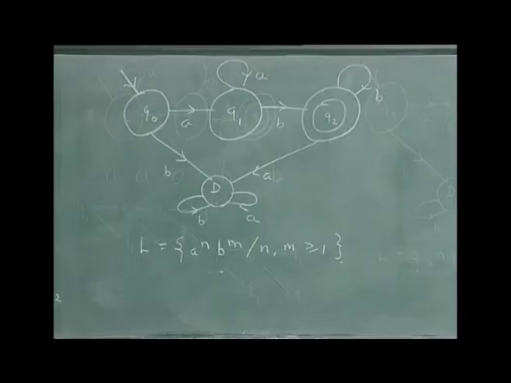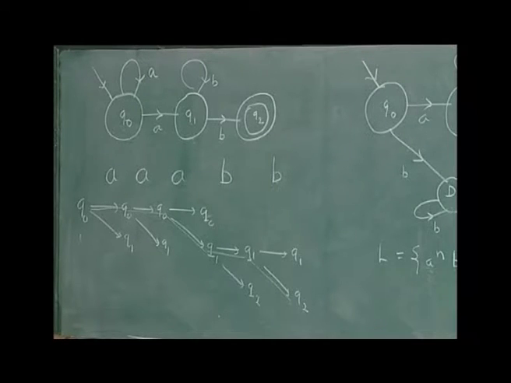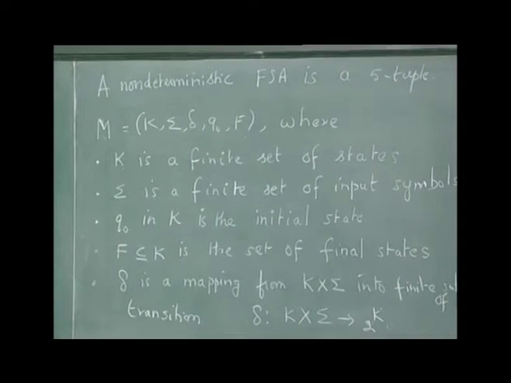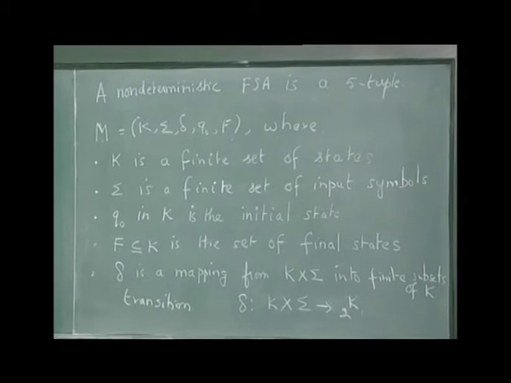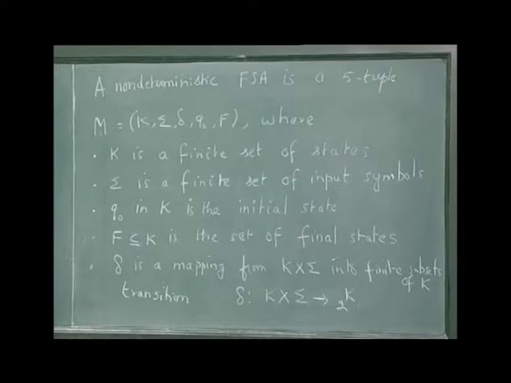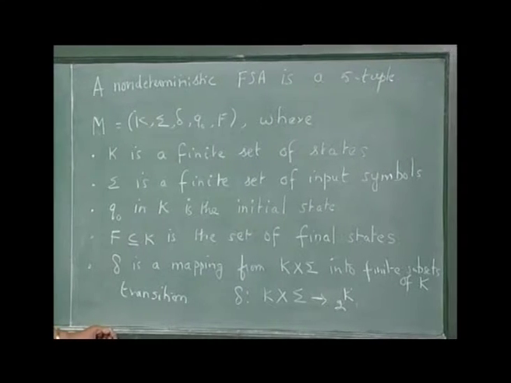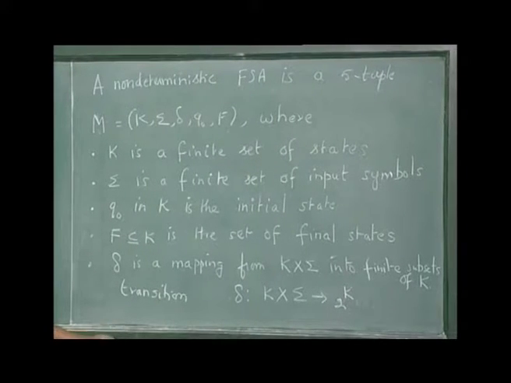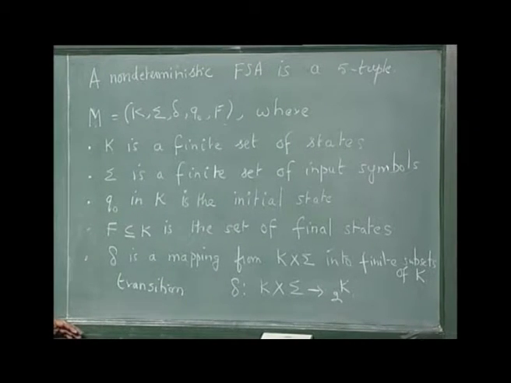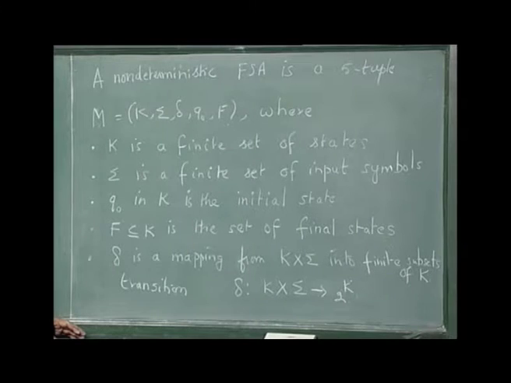finite automaton. A non-deterministic finite state automaton is a five tuple M equal to (K, Sigma, delta, q naught, F), where again K is a finite set of states, Sigma is a finite set of input symbols, q naught in K is the initial state, F contained in K is a set of final states, delta is a mapping from K cross Sigma into finite subsets of K.